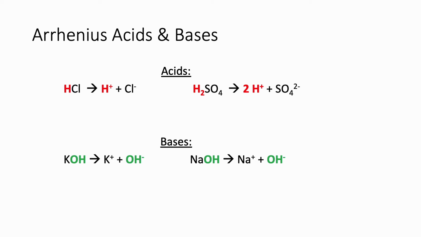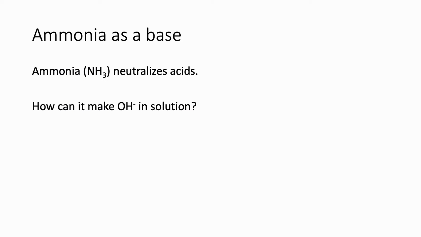But let's think about a very common household base, ammonia. We know it's a base because it neutralizes acids, and that is a characteristic of a base. But if you look at ammonia, you see that it does not have any OHs on it, so how in the world does it make hydroxide in solution?